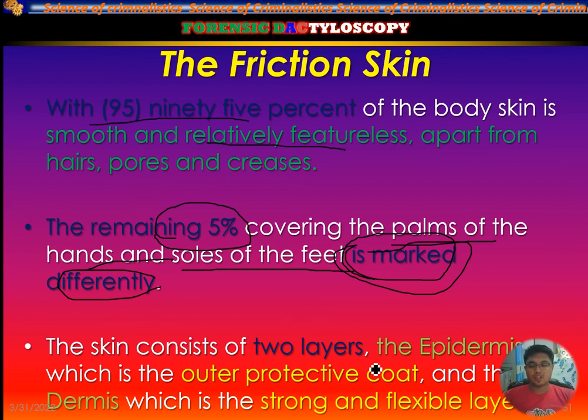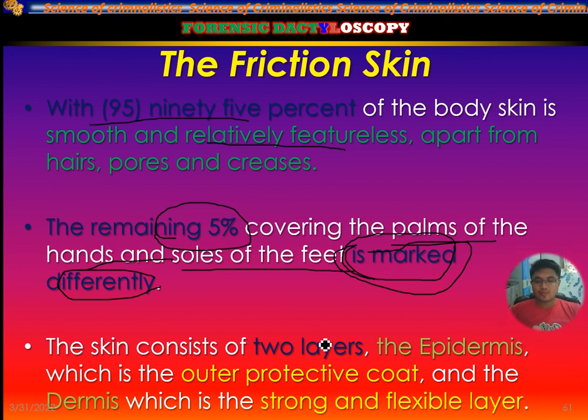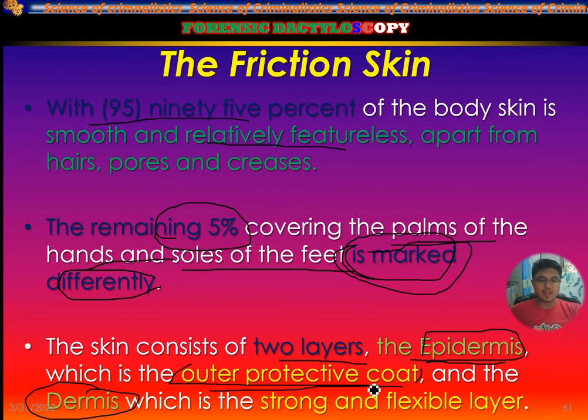Okay? Now, before we proceed, let us discuss the two layers of our skin. Okay? This is the epidermis and the other one is the dermis. Now, when you speak of the epidermis, it is our outer protective coat. Or other books will say this is the outer layer of the skin. This is the skin that we can see, visibly seen by our eyes.